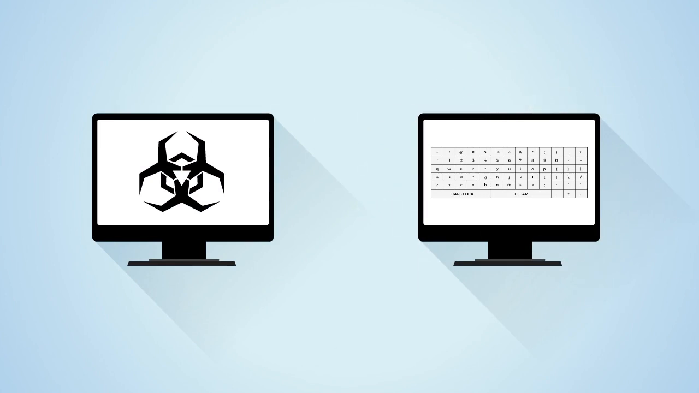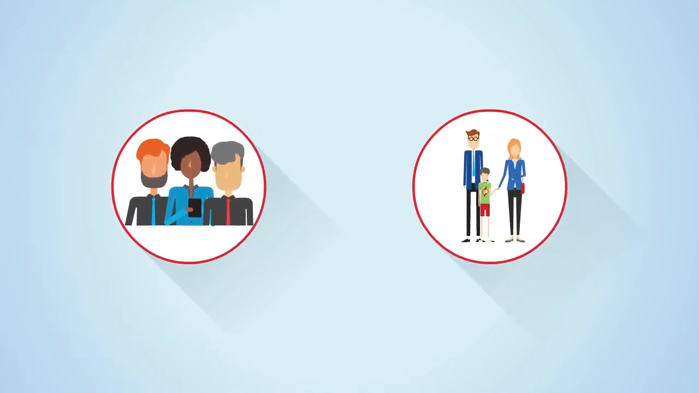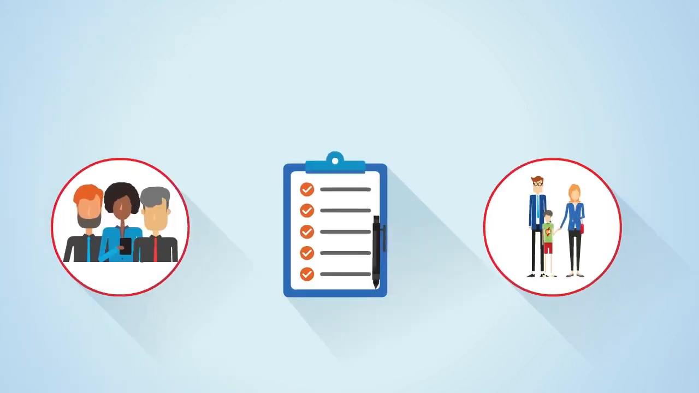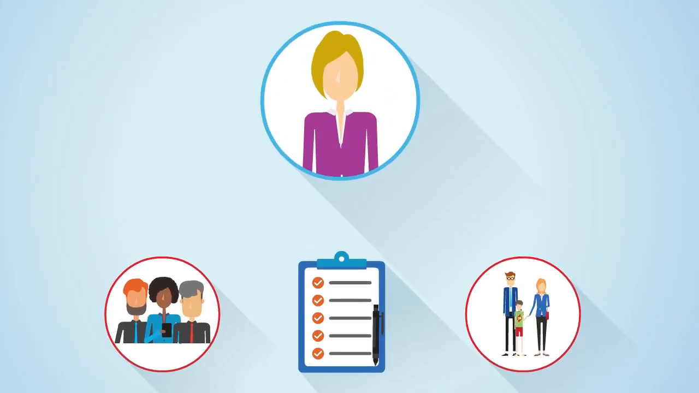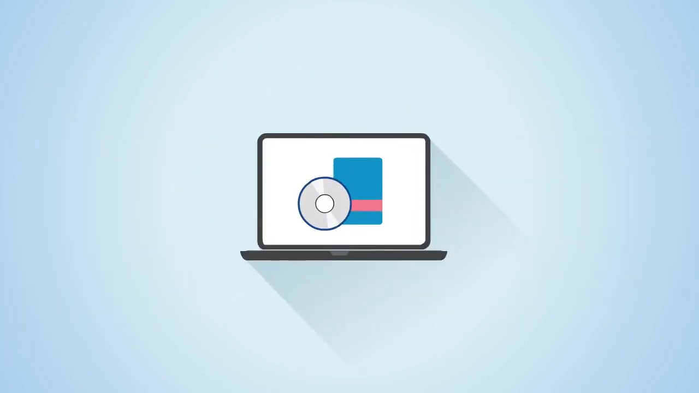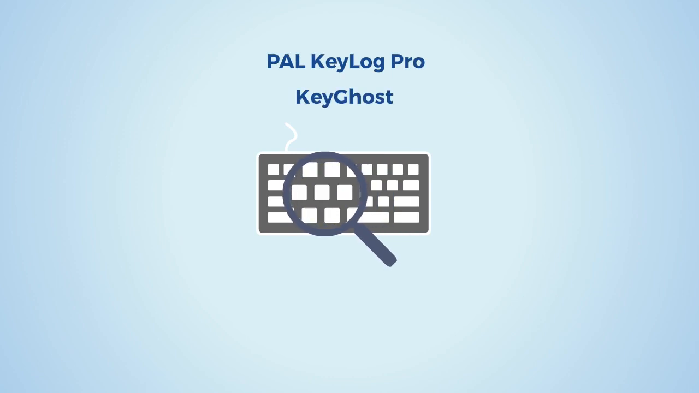Keyloggers are also used to track employees or to track your family members to make sure that they're adhering to acceptable use policies or make sure your teenagers are doing what they're supposed to be doing on their home systems. Keyloggers are also used to study human and computer collaboration. So like a lot of software out there, it could have good uses or it could have malicious use. Some of the malicious keyloggers out there that are quite well known are PAL Keylog Pro and KeyGhost.